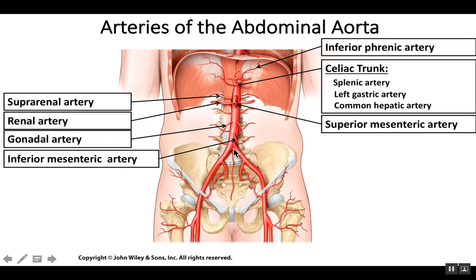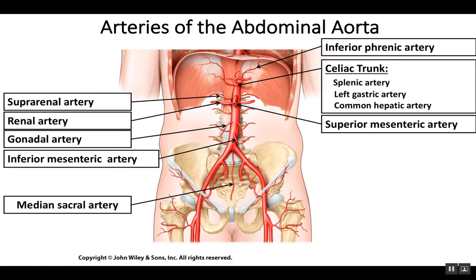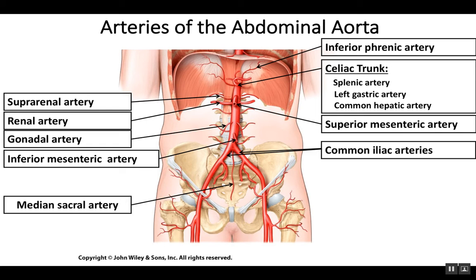So that's the end of the abdomen, or the aorta, the abdominal aorta. When that abdominal aorta ends, it bifurcates or divides into two, and those are known as common iliac arteries. And then off of that bifurcation, there's an artery called the median sacral artery, because it goes right down the middle of the sacrum towards the coccyx.